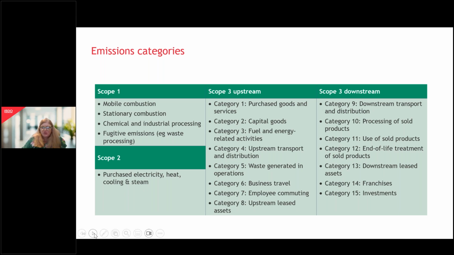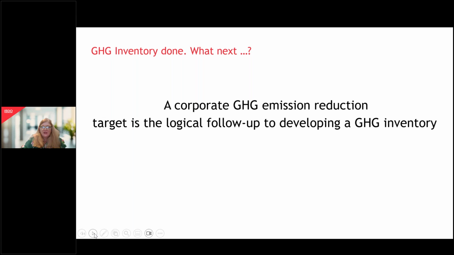So important to have a baseline across all the scopes so you can identify material, significant categories to focus your target setting and decarbonisation strategy on. So after you've done your greenhouse gas inventory or your carbon footprint, a reduction target and a reduction strategy is the logical follow-up once you've developed a carbon inventory. So I think really important.